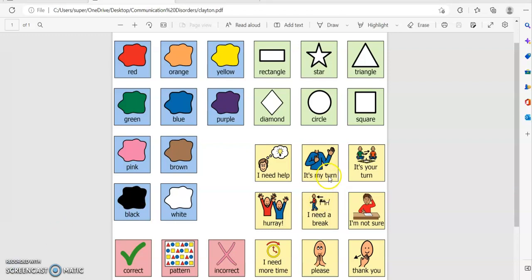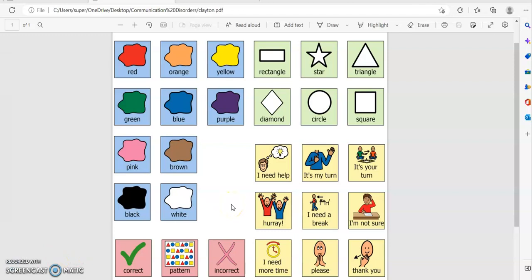There are also squares where Clayton can communicate that it's his turn, or that he can communicate to another student that it's their turn. So hopefully with this communication board, the activity would move along fairly seamlessly with the children taking turns and then agreeing or disagreeing on whether or not this is the right answer.